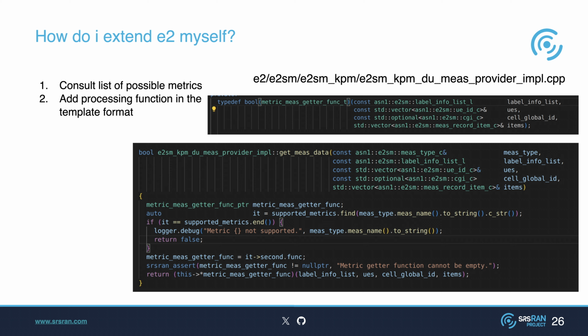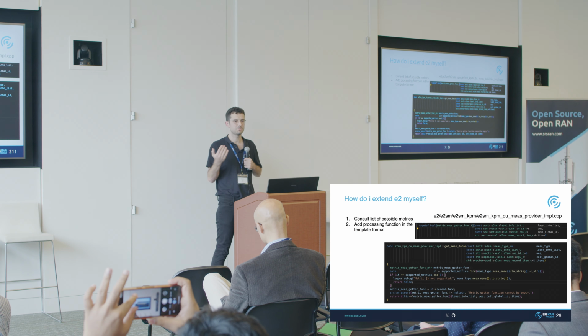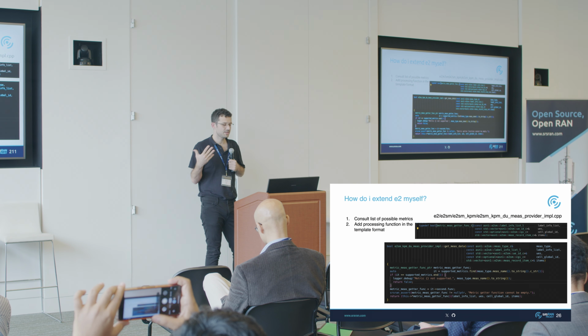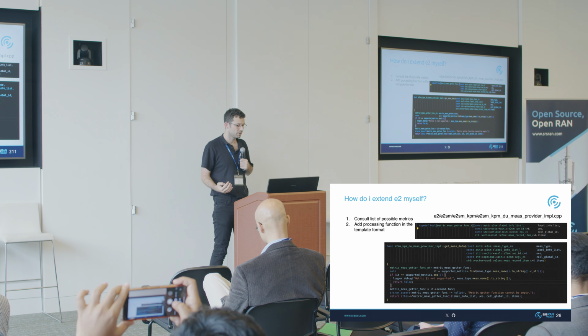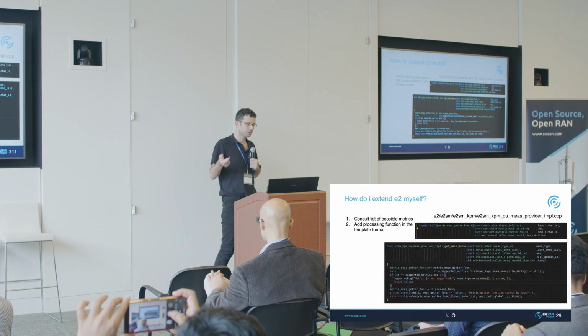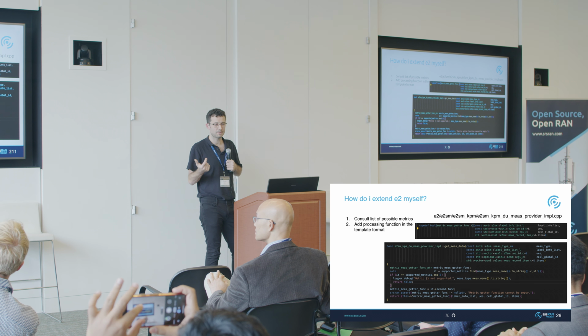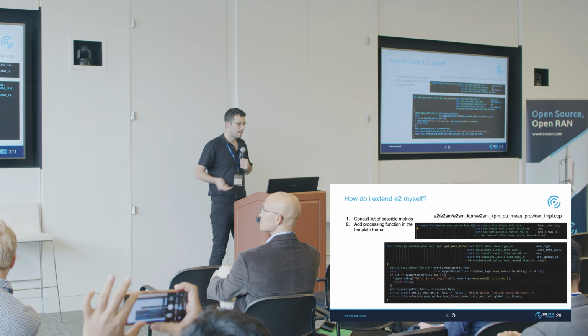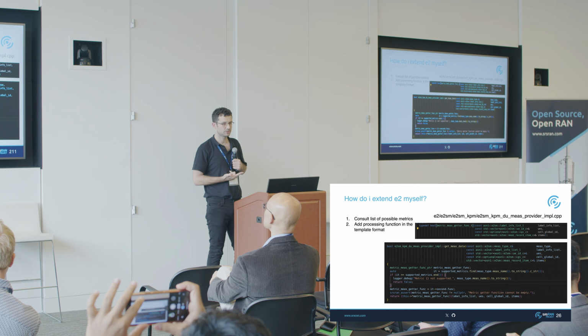So the way it works is the indication procedure will call this generic get measurement data function. And this function is a generic function that is called for every metric. And what will happen is it will use the name of your metric to map a function pointer to the function.